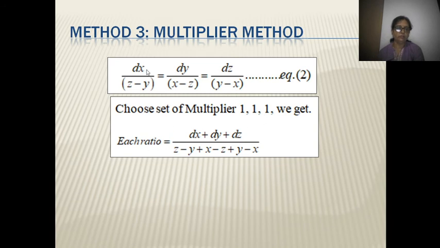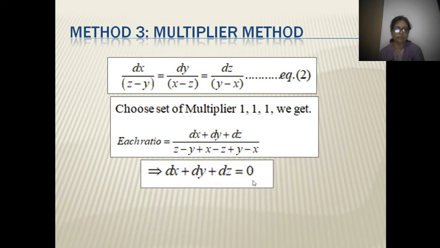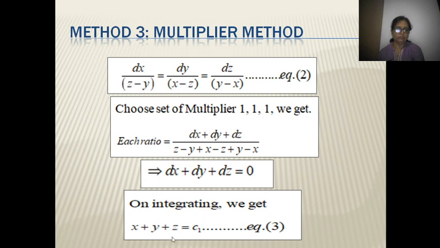Therefore each ratio is equal to the addition of these three ratios, dx plus dy plus dz. This is the numerator term. Now this denominator term is z minus y plus x minus z plus y minus x. We choose these multipliers 1, 1, 1 because this denominator term is equal to 0, therefore the numerator is equal to 0, and on integrating we get the first solution, and this is equation number 1.